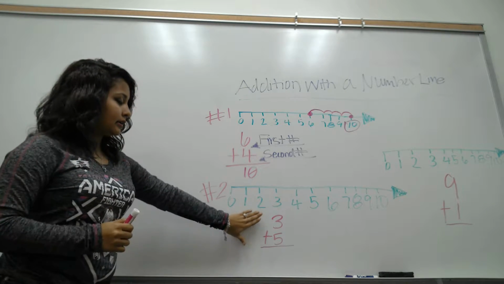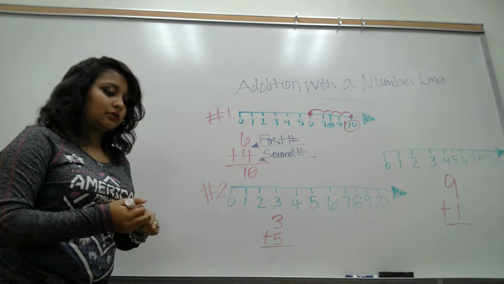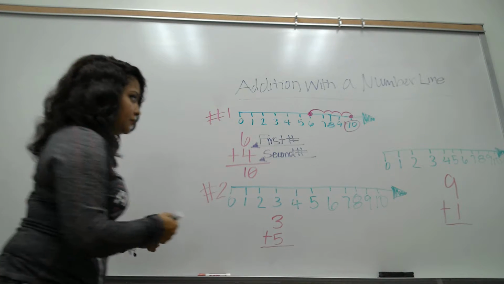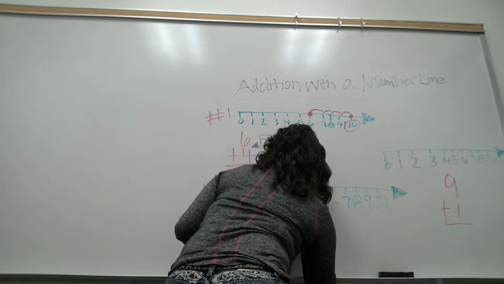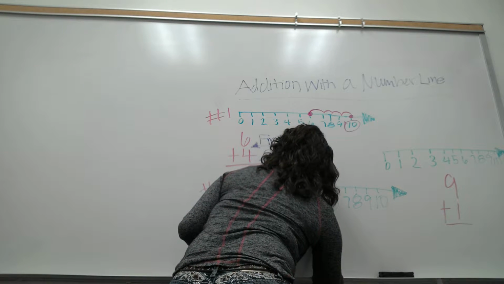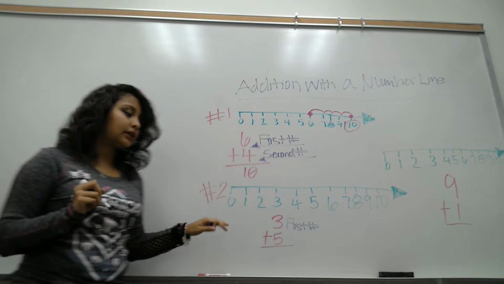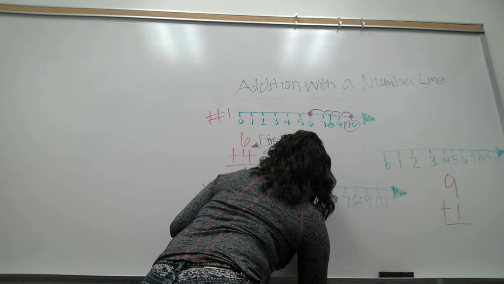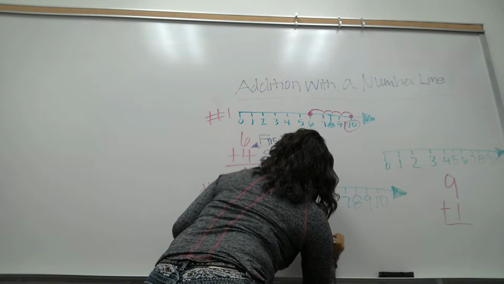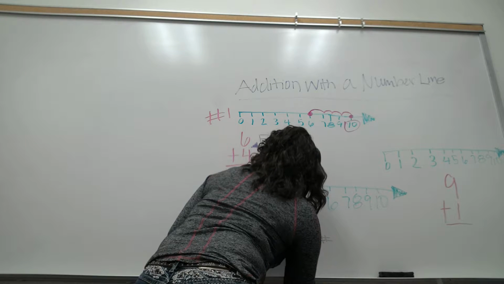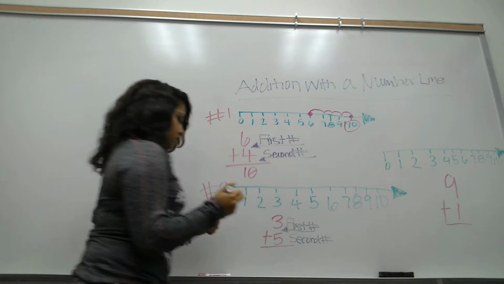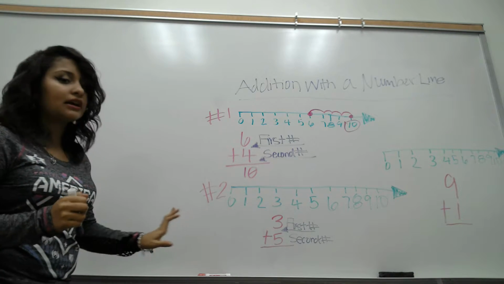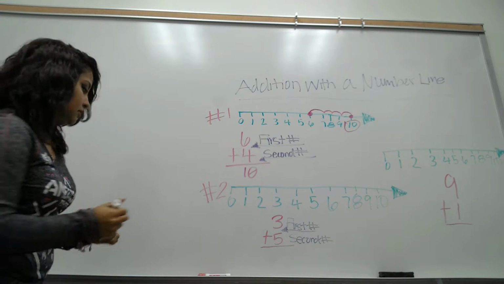Now let's identify again our first number and second number. So our first number for this problem would be 3. So first. And then our second number is going to be 5. Okay, just like number 1, we're going to start with our first number. So find the number 3 on your number line.